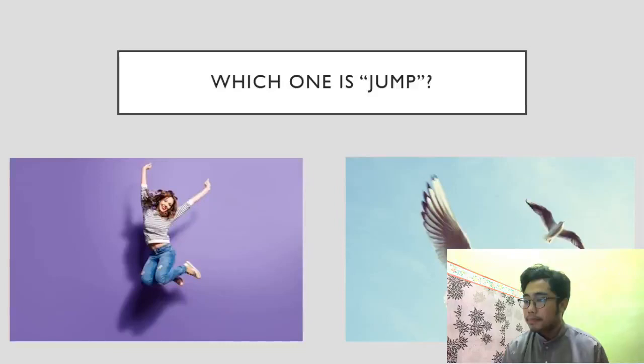Her legs, her feet are in the air because she is jumping. So what is picture number 2? If picture number 1 is jump, picture number 2 is fly. Why? Because birds fly. There are 2 birds and they are flying. They are in the sky.